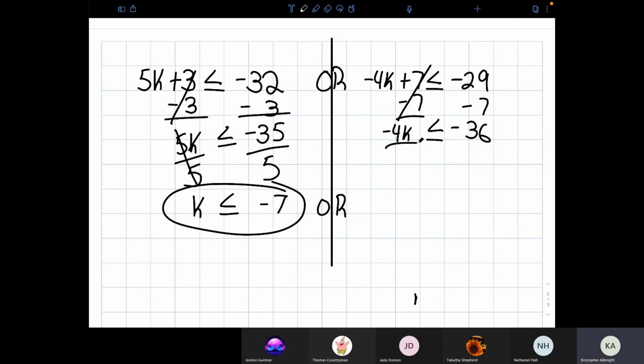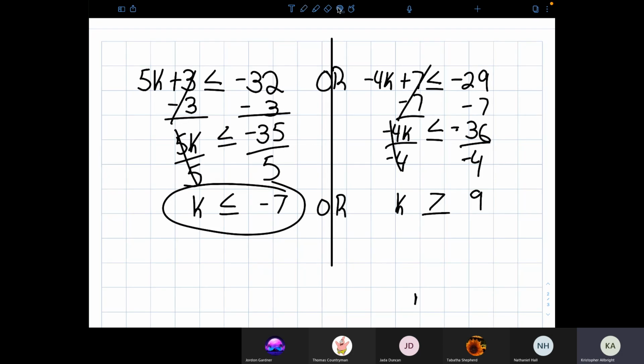Okay, so now we're dividing by our negative 4. So we divide by a negative, so we flip the sign. So I'm going to start by doing that. So now we do 36 divided by 4, which is 9. So we end up with positive 9 over here because our negatives cancel each other out. And we end up with k over here.